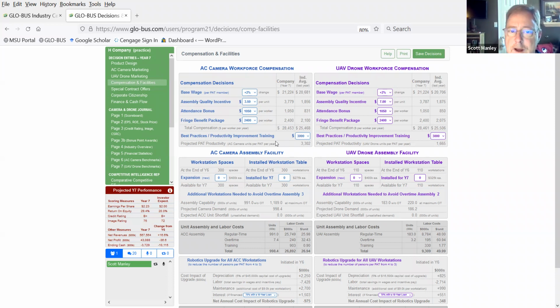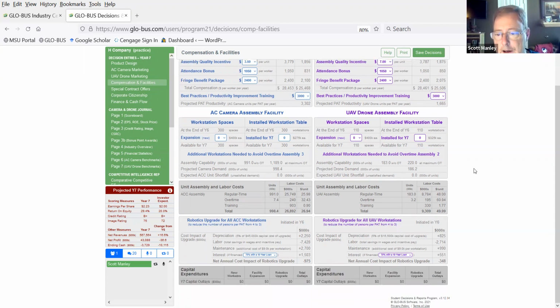I increased my best practices and productivity training because if I put money into my human resource and get more productivity from my workers, that means I don't have to expand my factory. So putting money into my human resource helps me not have to put money into my capital resource. I also did the robotics upgrade last year, and you can really see where that's benefiting me. I'm saving about $1 million in my camera factory because of the robotics upgrade last year, and I'm saving $348,000 in my drone factory because of the robotics upgrade last year.